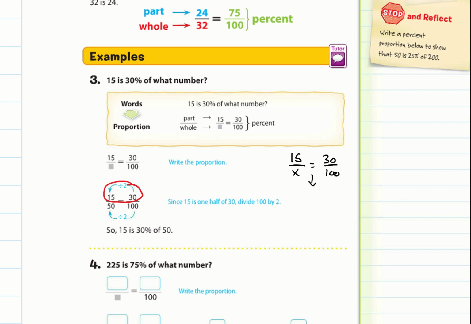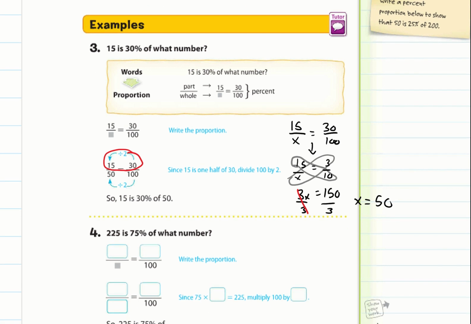So I'm going to go ahead and simplify. That's 15 over x equals 3 over 10. So 3 times x equals 3x. 15 times 10 equals 150. Because I'm cross-multiplying, because there's an equal sign, so I can do this. And then we're going to divide by 3 on each side. X is going to equal 50, just like we got in the example.